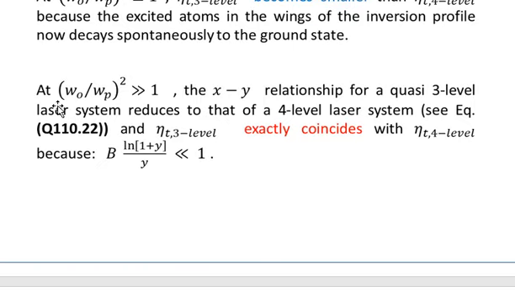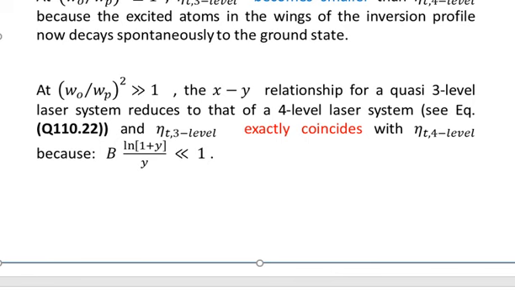Now the final condition is that the square of w naught to wp is much greater than 1. Then the XY relationship for a quasi 3-level laser system reduces to that of a 4-level laser system. See equation number 110.22. And eta t for a 3-level system exactly coincides with the eta t for a 4-level system, because under this condition, b times natural log of 1 plus y divided by pi y becomes much less than 1.